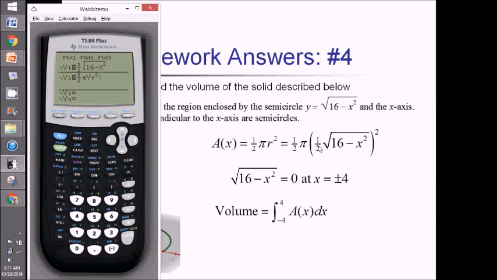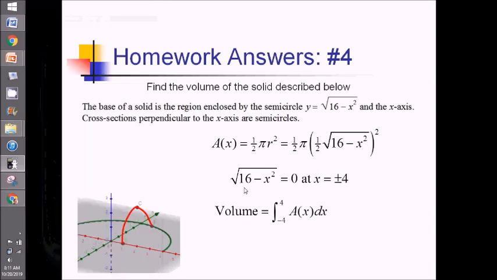And then I'm going to take that radius that I stored in y1, and I'm going to do 1/2 pi times the radius squared. So alpha trace y1, so that I don't have to rewrite all of this and worry about parentheses. All right, going back to the main screen, do math 9, integral from -4 to positive 4, alpha trace y2, where I stored my area function, dx, and I'm getting 33.510 out of this.